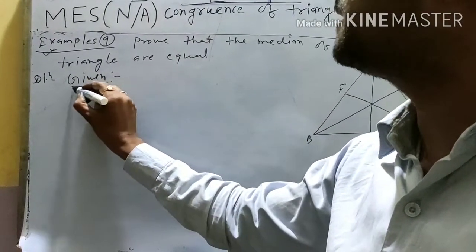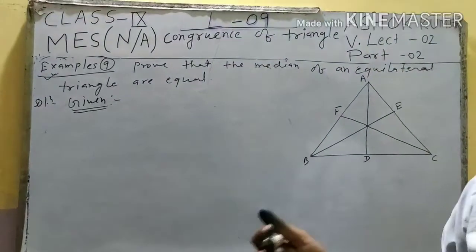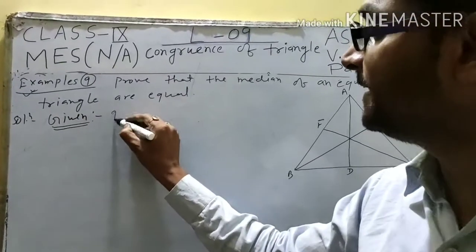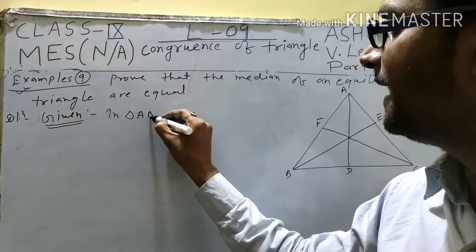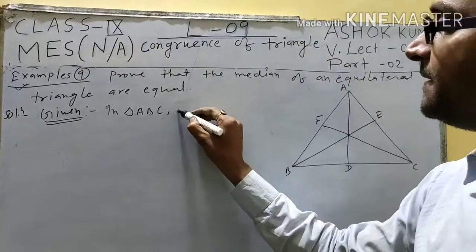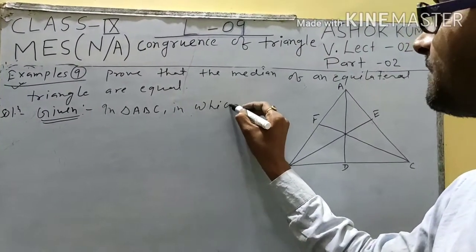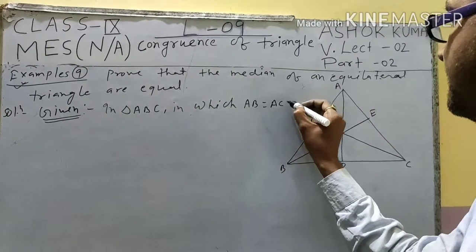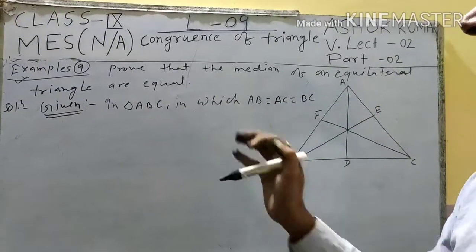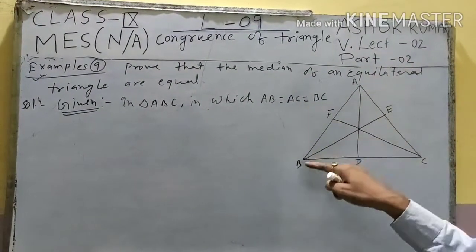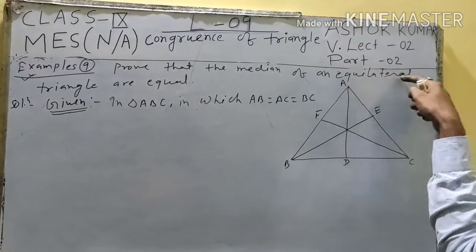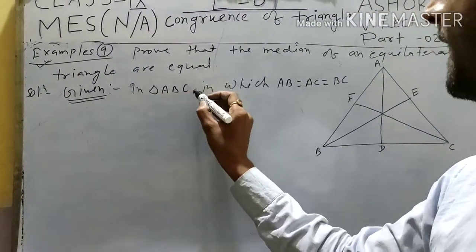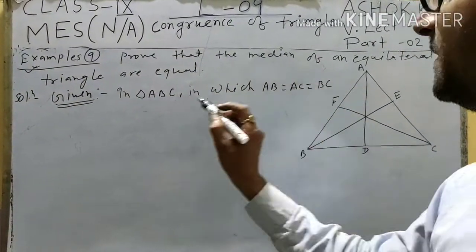First of all student, keep in your mind how to execute, how to solve the theorems. First is the given information. In triangle ABC, in which AB is equal to AC is equal to BC, because it is an equilateral triangle. We know that in an equilateral triangle all sides are equal.